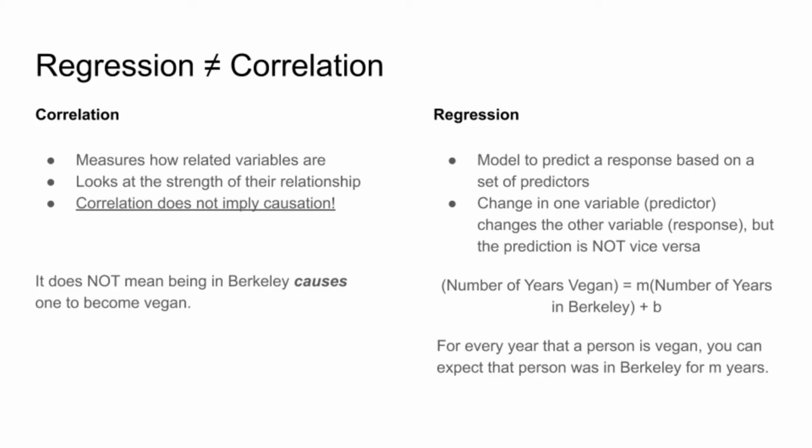It's also important to distinguish that being in Berkeley does not cause one to become vegan. It would be totally wrong to say that. But regression is a model to predict the response y based on a set of predictors, or in this case, just one predictor, our x-axis. And it measures how changing one variable, x, changes the other variable, y, but not vice versa.